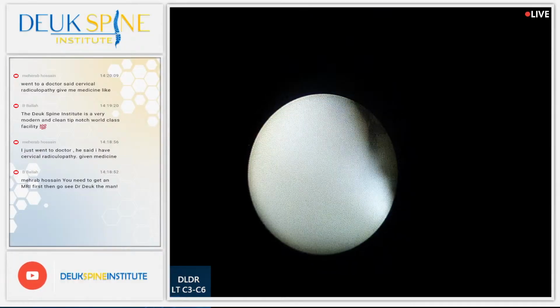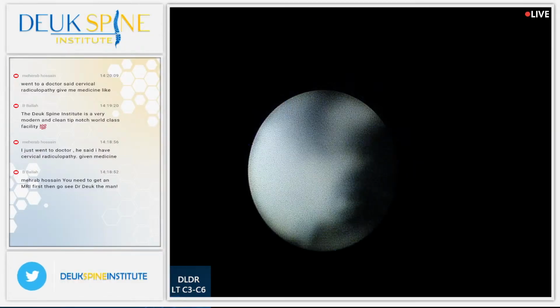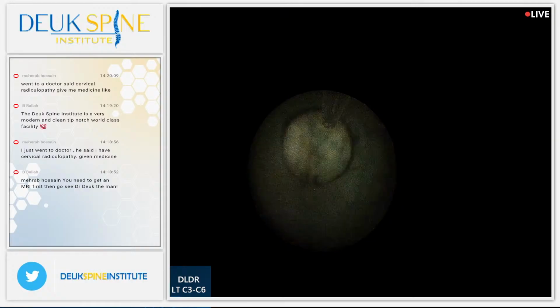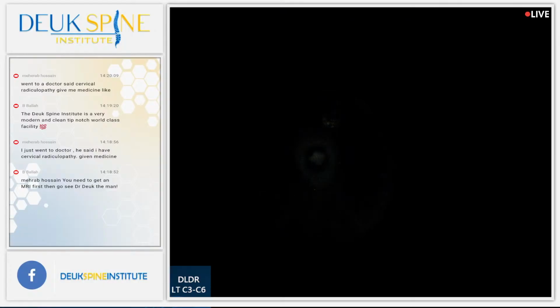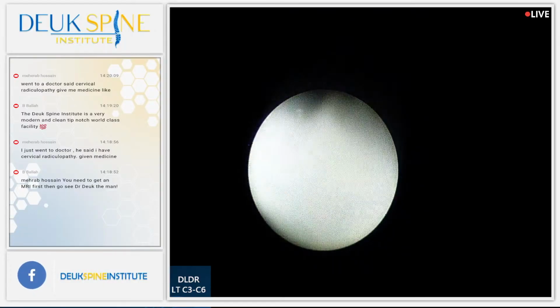See when I have to literally take 10 seconds just to hit one piece and get it to vaporize? That's not enough. There's literally 100 pieces of herniation per disc here. It's unbelievable.